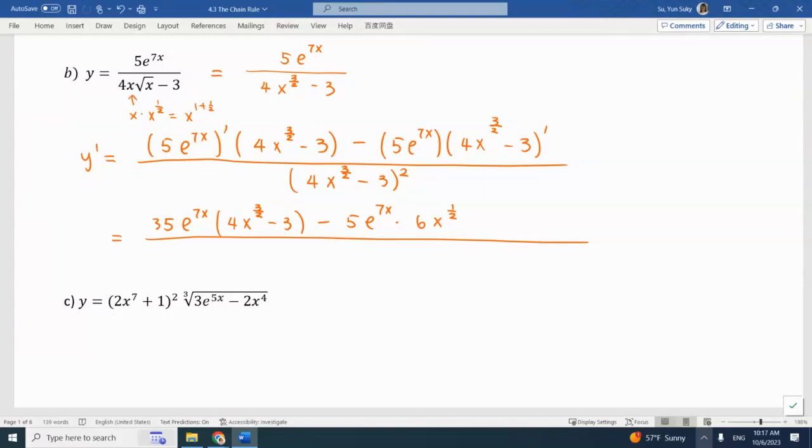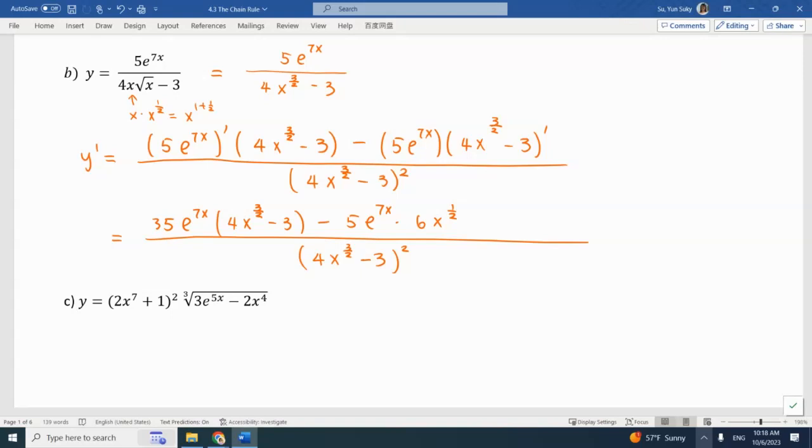And that's it. We have the denominator: 4x to the 3/2 minus 3, squared. That's it. So far, so good. Actually, in this problem, we don't need the chain rule. Okay, the next problem. Why don't you need the chain rule? We don't have a composite function.